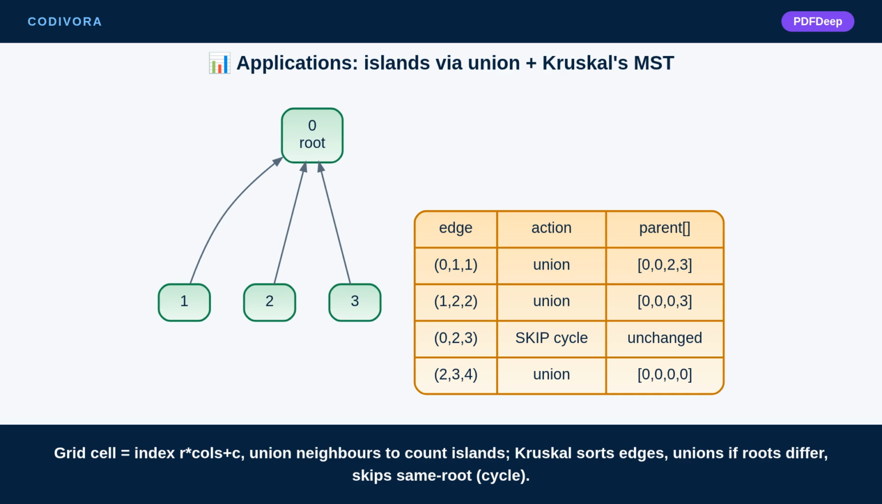Kruskal's minimum spanning tree. Sort edges cheapest first, and take each edge only if its endpoints have different roots. Watch the trace. Edge 0, 1, union. 1, 2, union. 0, 2, same root, that would close a cycle, so skip it. 2, 3, union. 3 successful unions and n minus 1 edges done, total weight 7. The failed union you already learned as cycle detection is the exact heart of Kruskal.